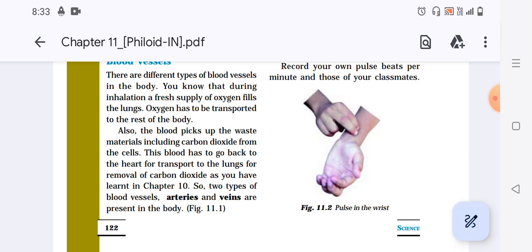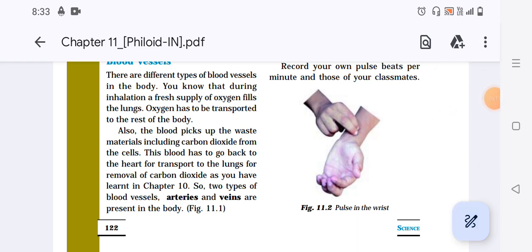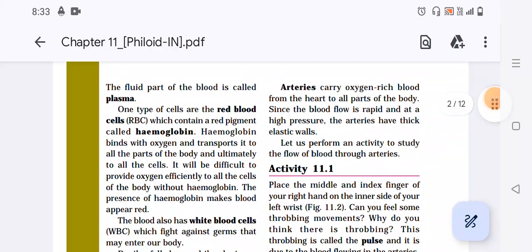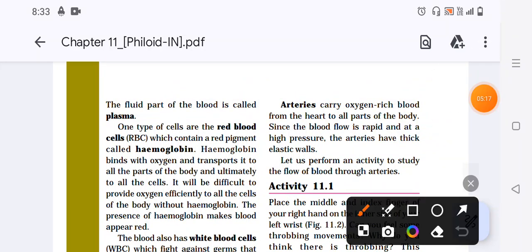Now, blood vessels are of two types, which are arteries and veins. These are present in our body to transport numerous things. Arteries carry oxygenated blood or oxygen-rich blood. Remember this. Arteries carry oxygenated blood from the heart to all parts of the body. Since the blood flow is rapid and at a high pressure, the arteries have thick elastic walls.